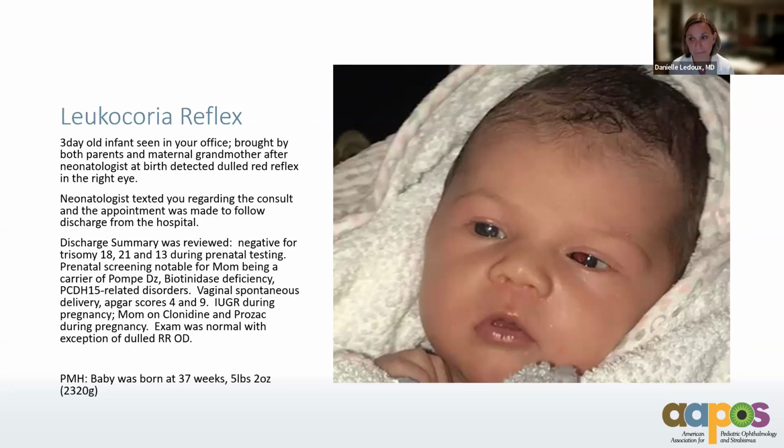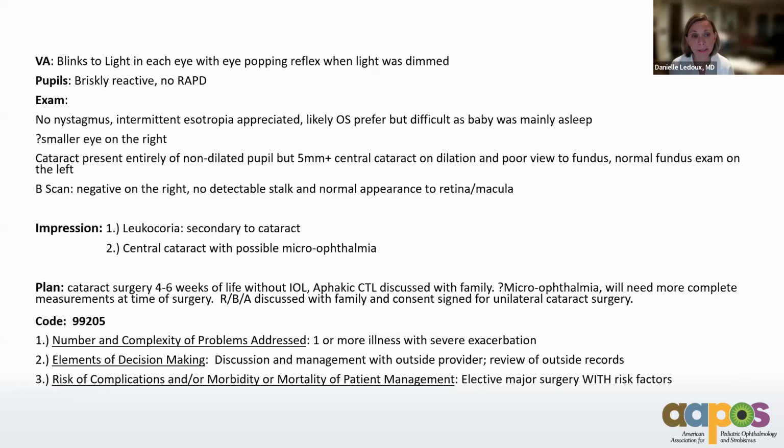The baby was born full term. On your exam, she blinks to light in each eye, has an eye-popping reflex when the light was dimmed, and she was awake. She had no relative afferent pupillary defect. You did not see nystagmus, perhaps intermittent esotropia, but again, the child was largely asleep.